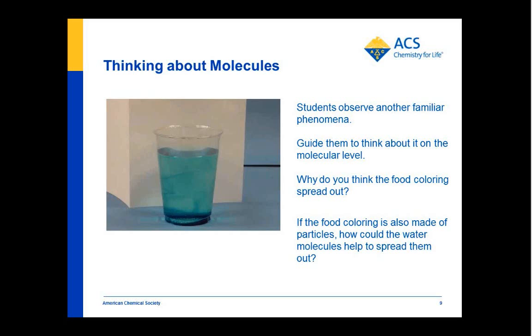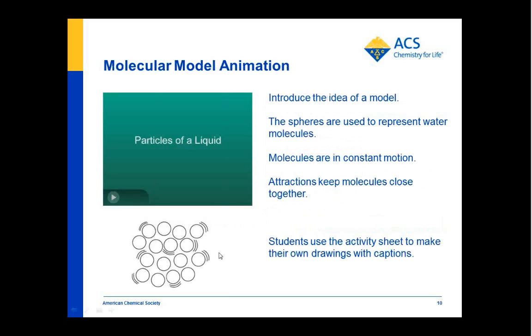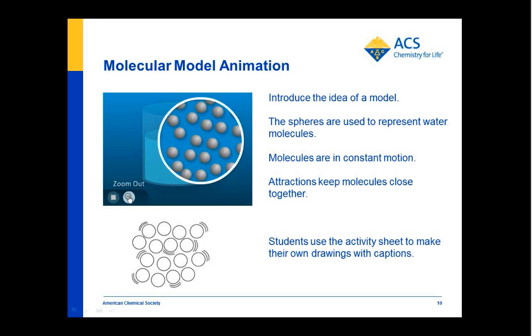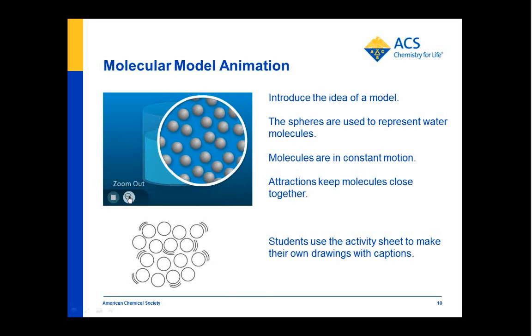That not only are they attracted to each other, like we saw in the drop of water, but they're in motion. That's hard to believe. So we use a lot of molecular model animations in middleschoolchemistry.com to help kids visualize what is happening on the molecular level. Let's just take a look at this one really quickly. The idea is that this is a sample of water, and that these represent water molecules.